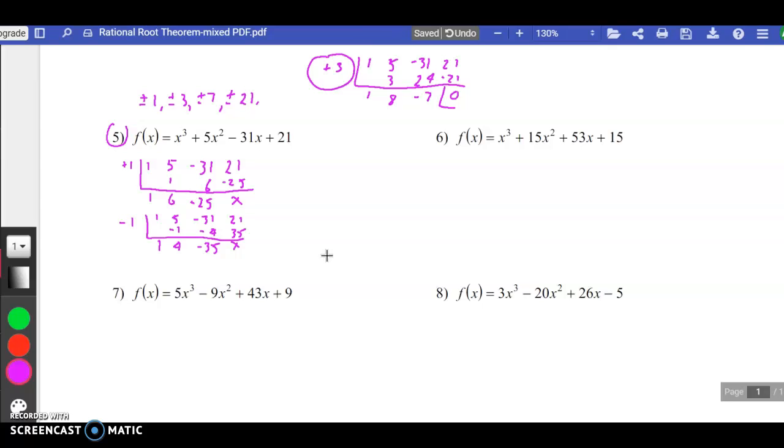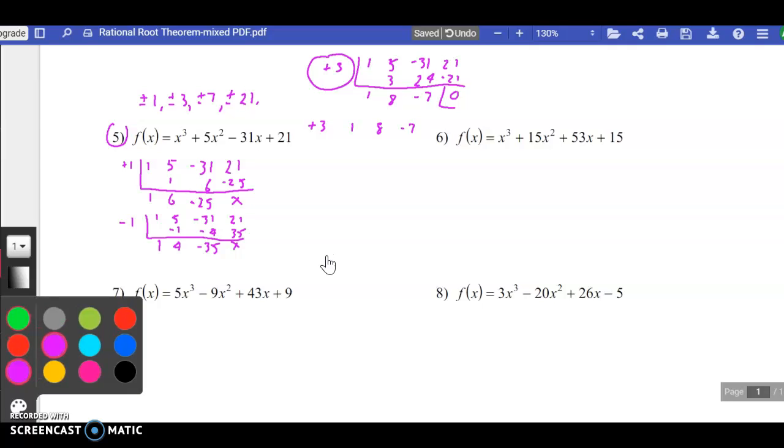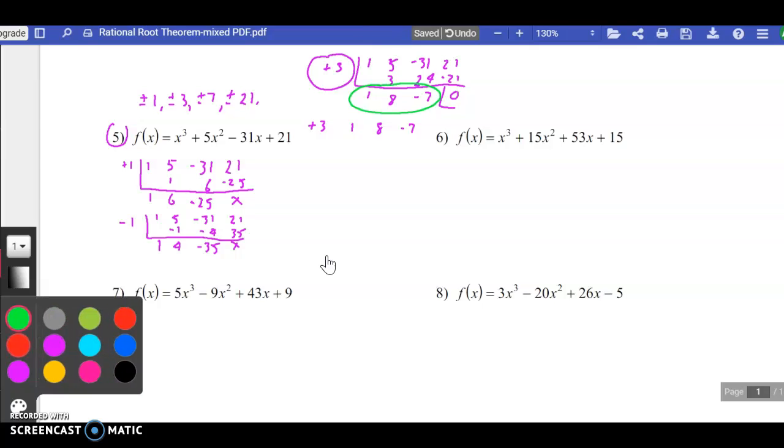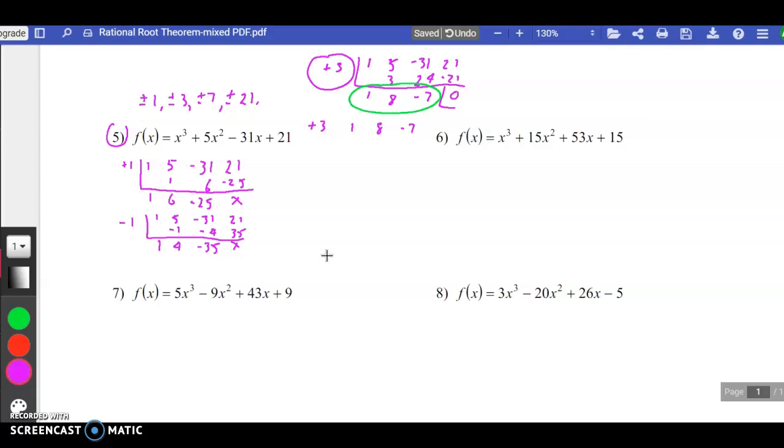So at this point, I would try positive 3 again, with 1, 8, negative 7. Remember, we are going to use whatever the result is, and that just shortens how much work we have to do, which we all appreciate, right? So I have 1, 8, negative 7. Bring down the 1. 3 times 1 is 3. 8 plus 3 is 11. 3 times 11 is 33, and I think we see that's not going to give us a 0 remainder.